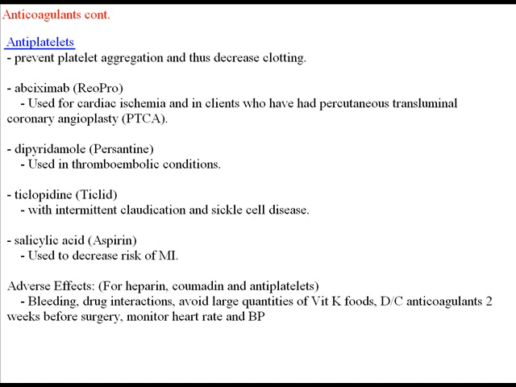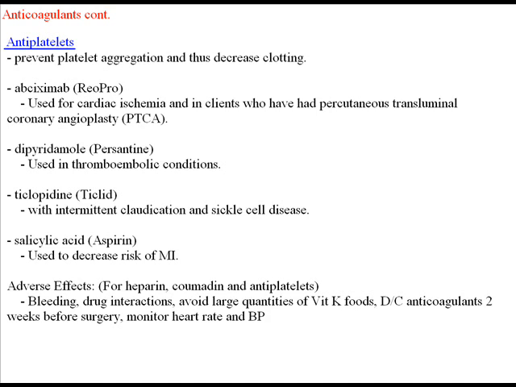There's Persantine, which is used in thromboembolic conditions. There's Ticlid, which is used for patients with intermittent claudication and sickle cell disease. And then there's good old aspirin, which is used to decrease the risk of MI.